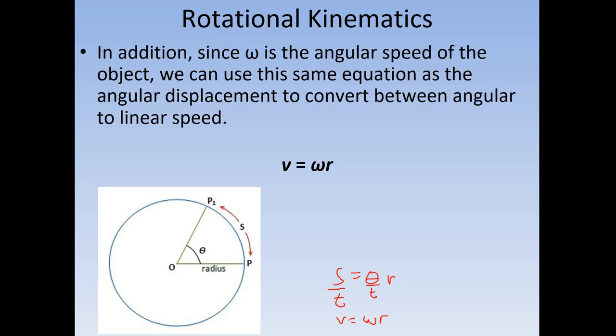Once again, this is something that's not on the reference table. This is something that you can also figure out through dimensional analysis. Velocity is in meters per second. Omega is radians per second, so I have to multiply it by meters in order for the units to work out.